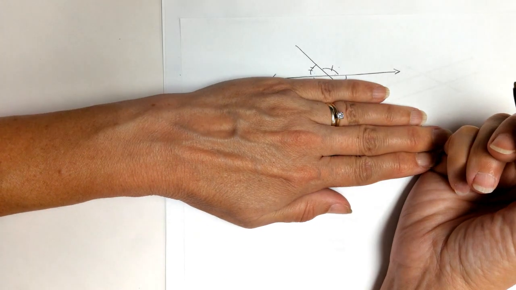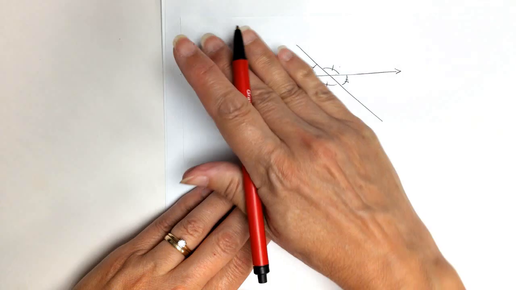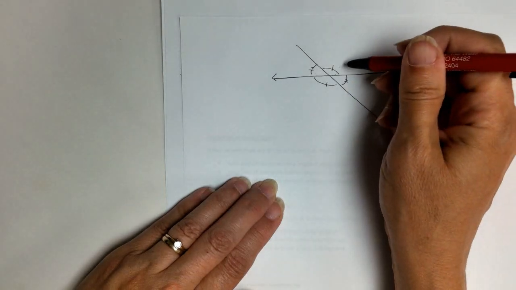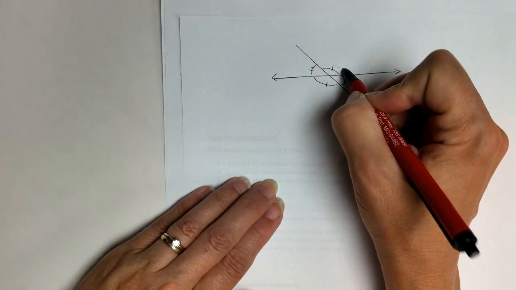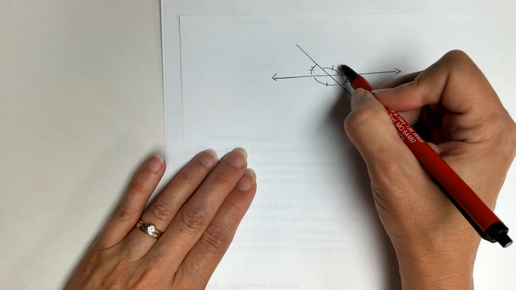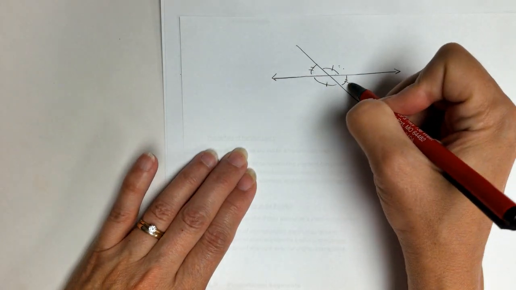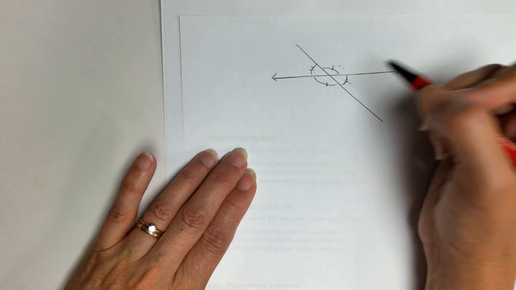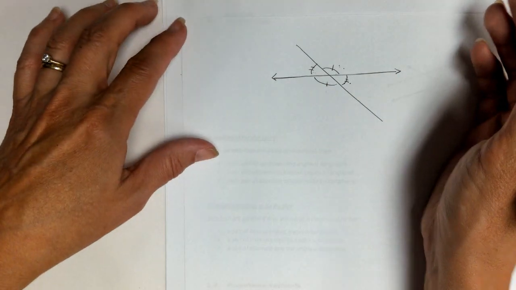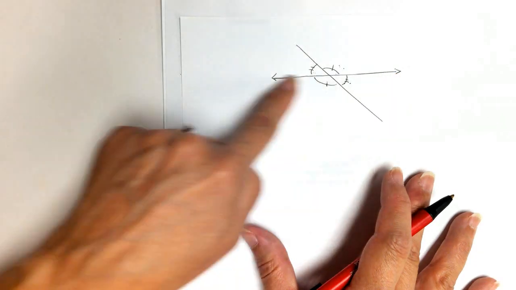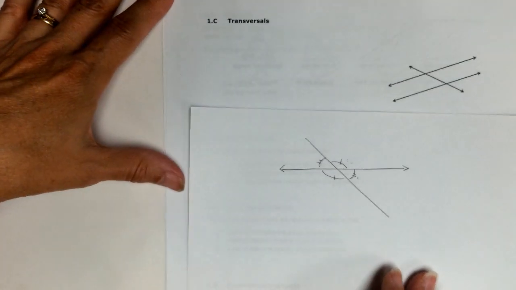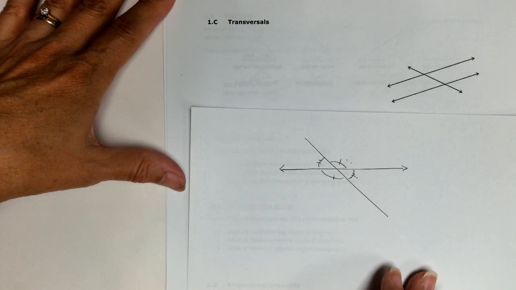These two are supplementary. These two are supplementary. And since this obtuse angle plus that equals 180, and this same obtuse angle plus that equals 180, those two have got to be congruent. And then it works the same for those. Now, if I move this line down here, the relationship has not changed. It's just in a different place.